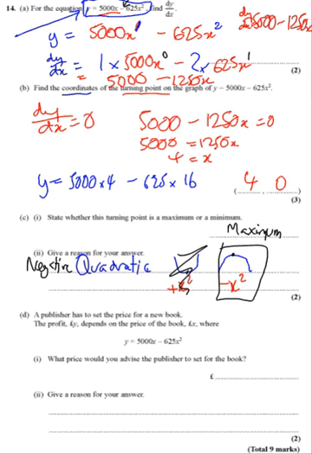Well, you know that the graph for the profit is going to look like this. And we're assuming that even though he's in publishing and he's doing something vaguely educational and moral, he wants to make as much profit as possible. Therefore, he wants the highest profit, which is going to be the peak. So that point there. So there's the biggest profit. So what price would you advise the publisher to set for the book?